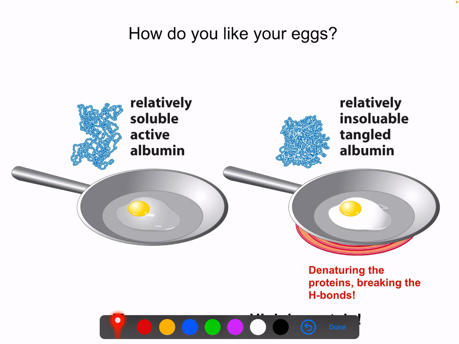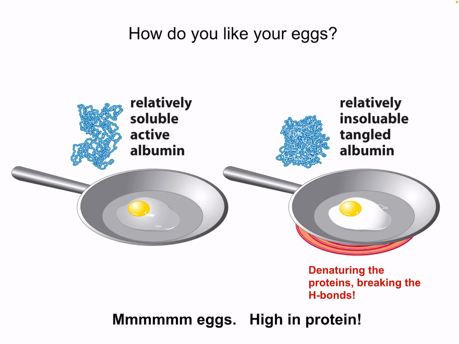So what you're doing is you're destroying the structure. You are providing energy to break the hydrogen bonding and collapsing the structure of this, which now makes it insoluble and precipitating it out to get the white of the egg. And so you're denaturing your protein. So next time somebody asks, how do you want your eggs? You can just say denatured.